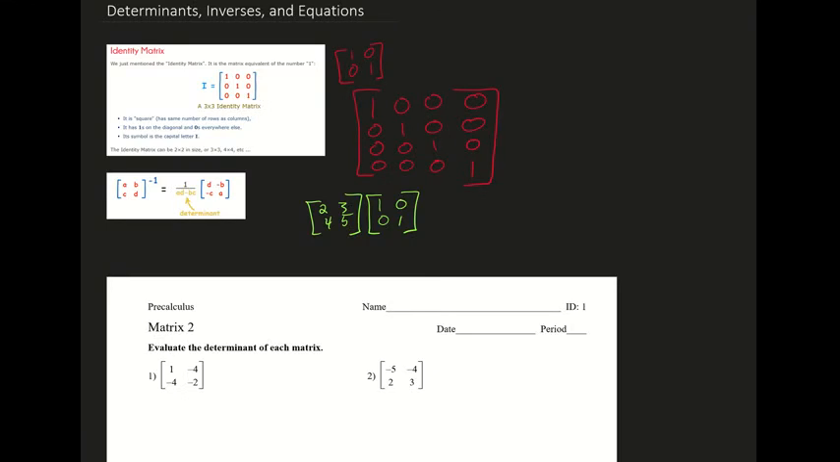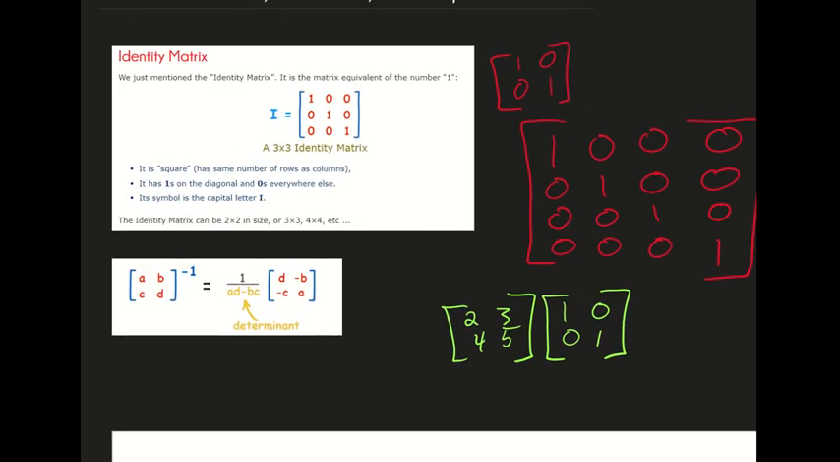Hello, today we are going to take a look at the determinants and inverses of matrices and also some of our equations using matrices. The first thing that we need to take a look at is the identity matrix. So an identity matrix is always going to be square, meaning it has the same number of rows as columns. So it's going to be 2 by 2, 3 by 3, 4 by 4, and so on.